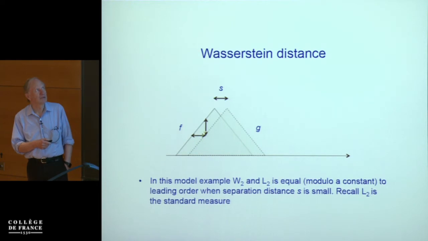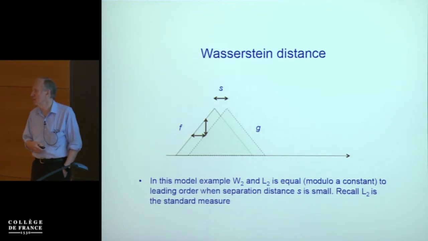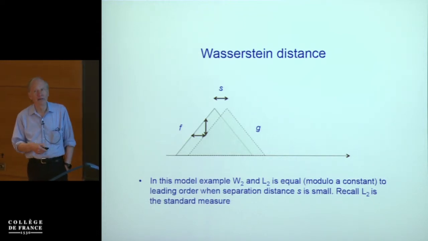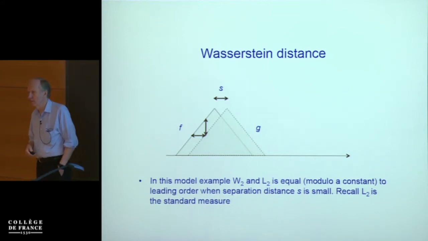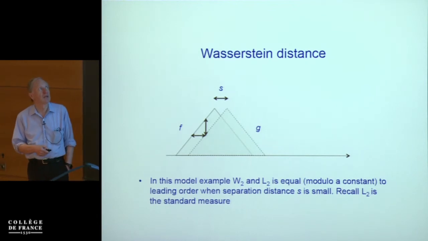In least squares, you square this and integrate. In the Wasserstein distance, you square this distance and integrate in the other direction. So they are compatible as long as you have a slope in the signal, or in the function that you're dealing with, that is bounded below and above in this case.